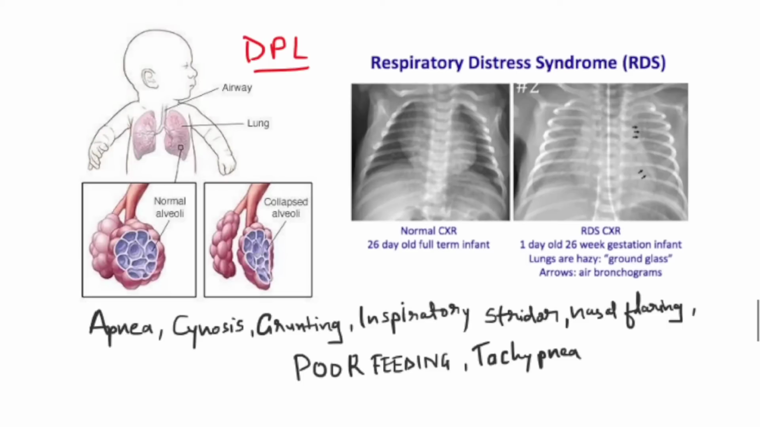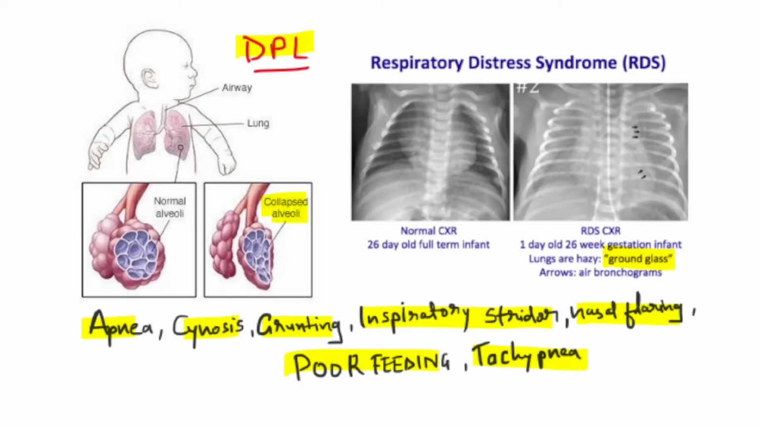Respiratory distress syndrome is one of the most common causes of morbidity in preterm neonates. Patients present shortly after birth with apnea, cyanosis, grunting, inspiratory stridor, nasal flaring, poor feeding, and tachypnea. Radiological findings include a diffuse ground glass appearance. The preterm infant who has RDS has a low amount of surfactant. It is due to a defect in biosynthesis of dipalmitoyl lecithin that causes the collapse of alveoli.